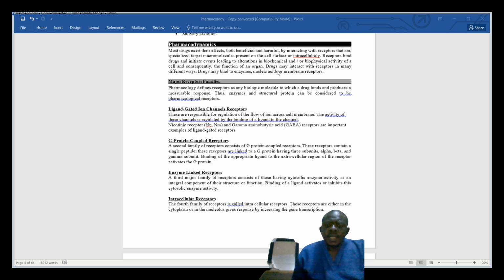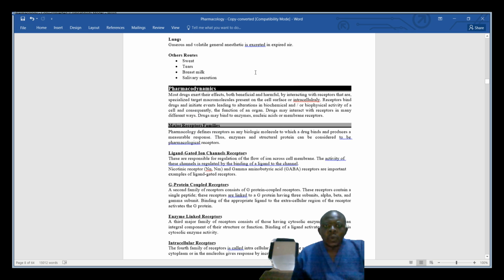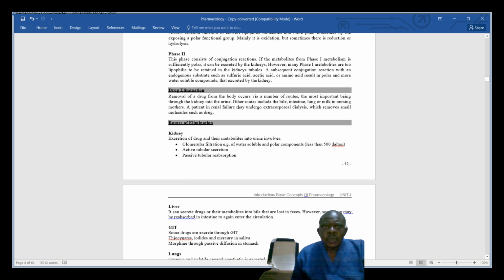And today we are looking at pharmacodynamics. This is in the continuation of the lesson where we talked about pharmacokinetics and the parenteral route of drug administration. So today we are looking at pharmacodynamics.